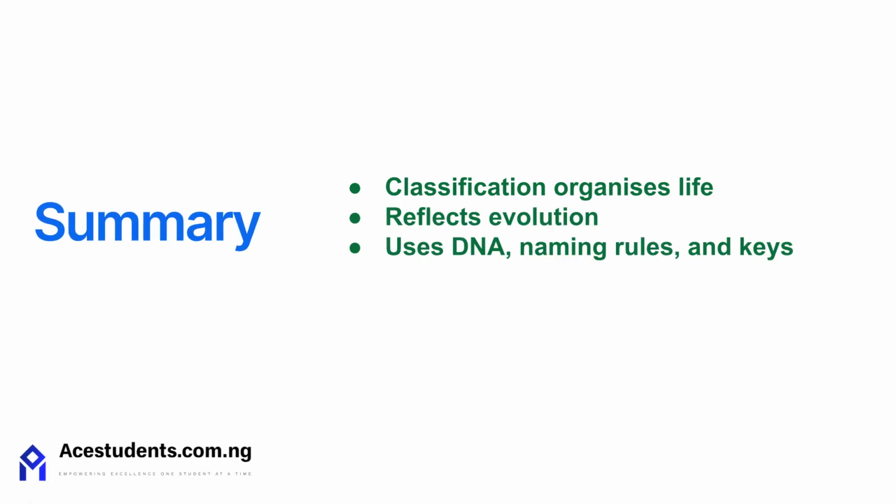In summary, classification helps organize life, shows evolutionary relationships, uses DNA evidence, and applies strict naming rules.